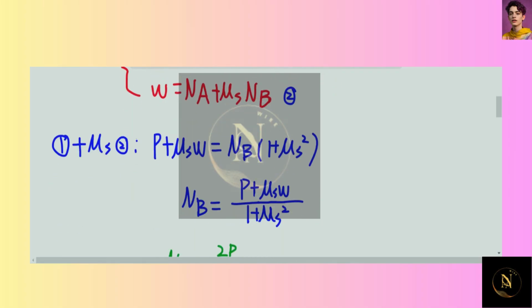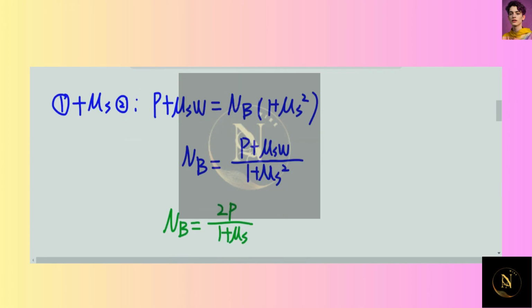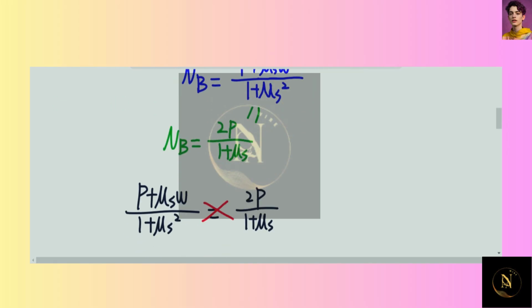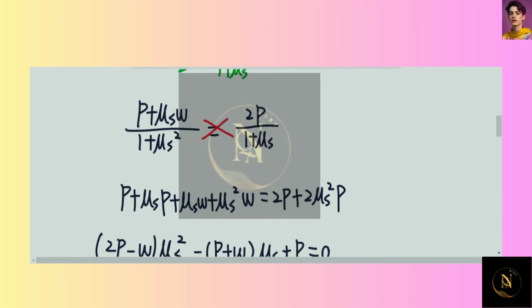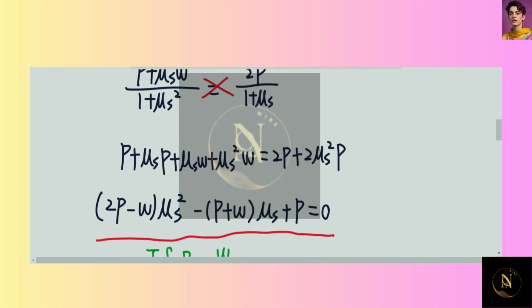So if we do some arrangement here, eventually we'll have Nb is equal to P plus mu s W over 1 plus mu s squared. And we know Nb can also be equal to 2P over 1 plus mu s. So now we can set these two equations equal to each other. And this will give us such an equation here. Then we can cross multiply. So this will give us P plus mu s P plus mu s W plus mu s squared times W is equal to 2P plus 2 mu s squared times P. So we actually have such an equation here.